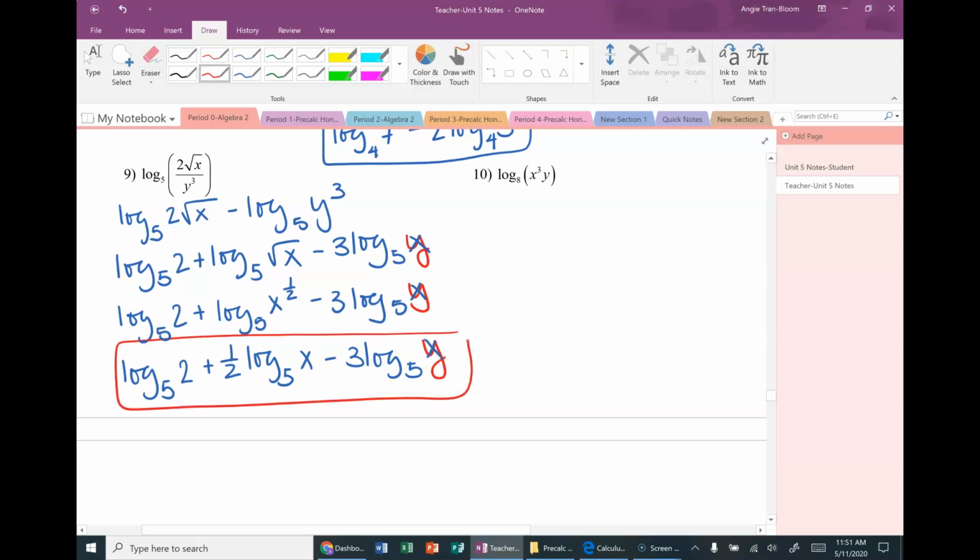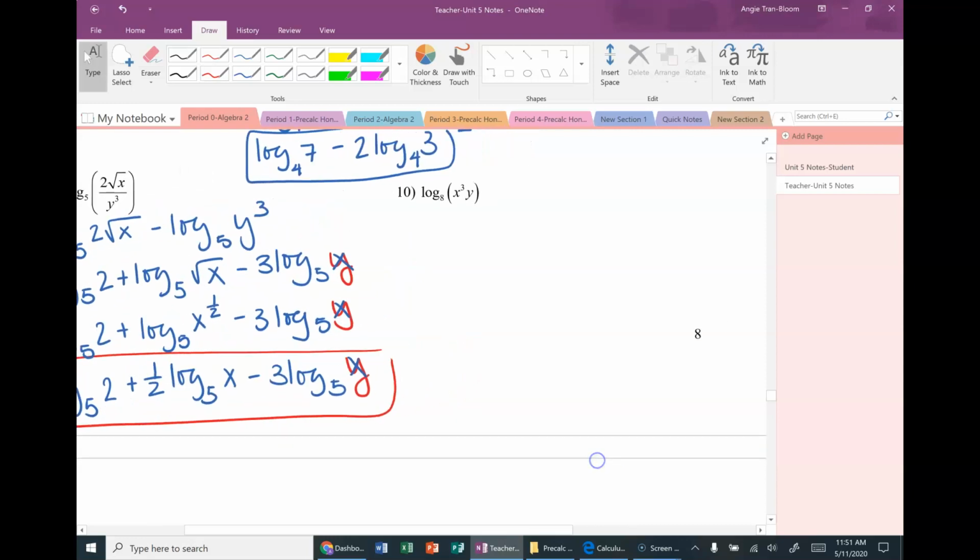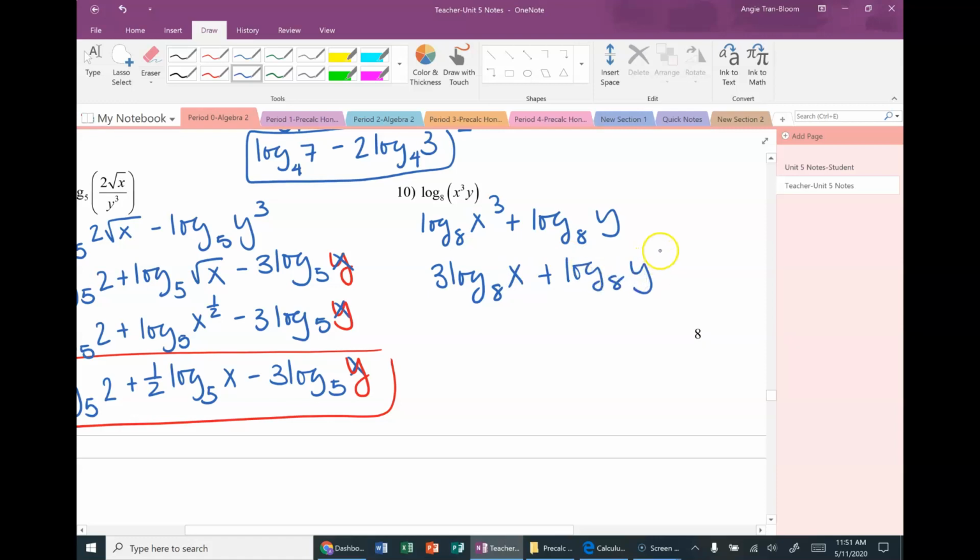Box it up. And last one in expanding, this is now log base 8 of x to the 3rd times y, so that becomes an addition. So log base 8 of y. You can't have an exponent, so move that down as a leading coefficient. So 3 times log base 8 of x plus log base 8 of y, and that is as far as we can go on example number 10.